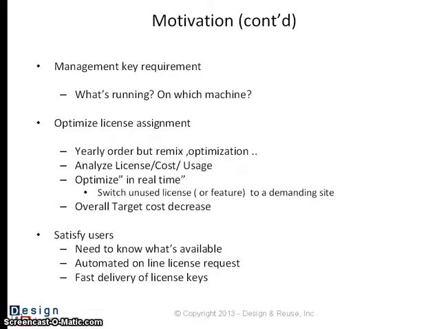The optimization deals with the license number, cost, and usage. The goal is to optimize in real time or at a given frequency. What does optimizing mean? It's switching an end-use license to a demanding site, or sharing. Of course, the target is to decrease the cost.